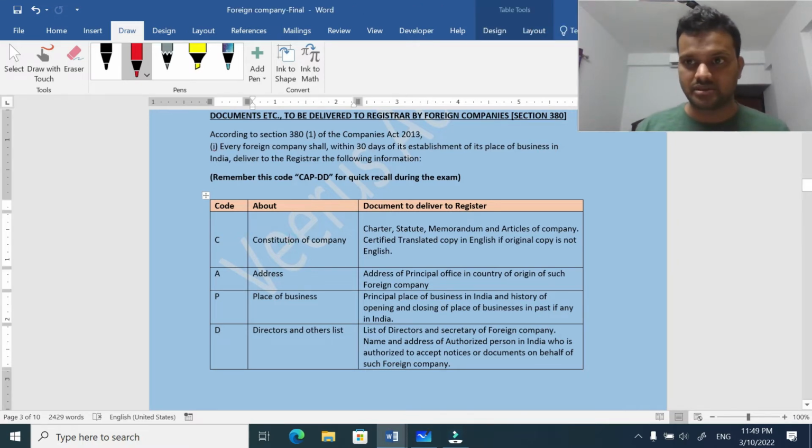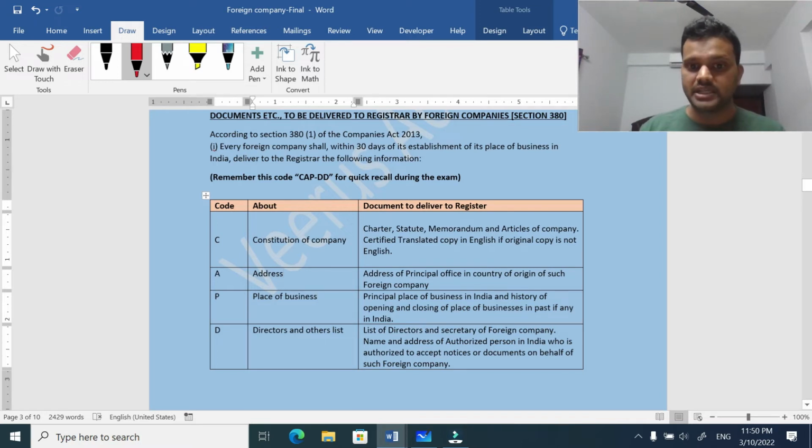That's about the constitution of the company. This is one of the basic information. Second, where that foreign company was incorporated, that company's address. Suppose, for example, if it is doing business in India, but its original incorporation office is in some USA, New Jersey. So the New Jersey address they need to provide to the registrar. That is about the address.